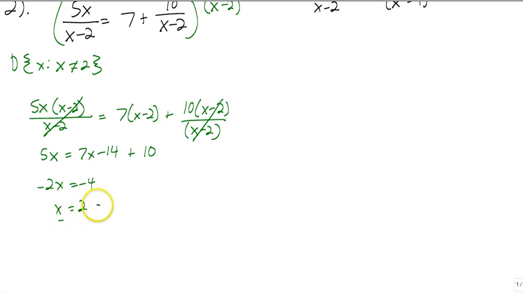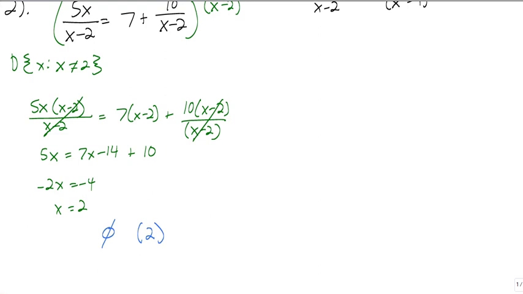So we checked with the domain, we cannot have that answer. So technically, the answer to this problem is there are no solutions that will make this work. However, there's an extraneous solution of 2. That works if we change the equation, which we did and got rid of the fractions. But it doesn't work with the original.